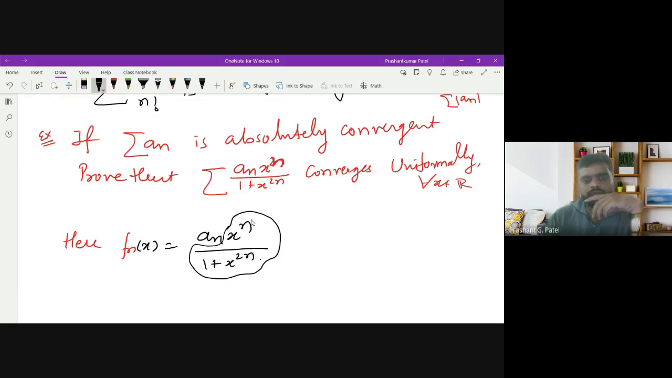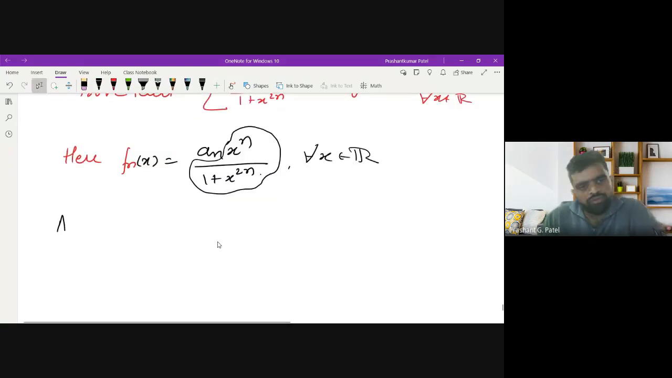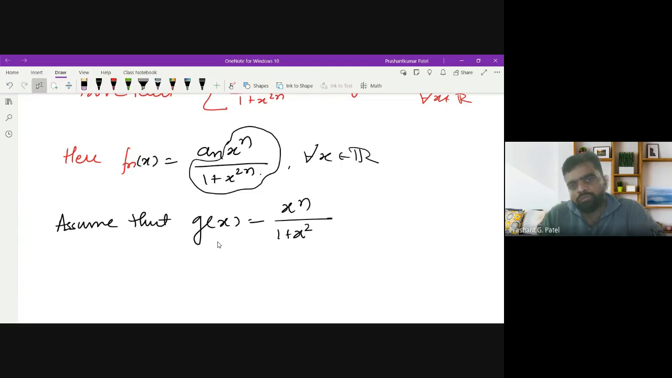This is the idea. So if I can find the maximum or supremum value of x power n upon 1 plus x power 2n for any x belongs to R, we can get the maximum value. If this function is bounded, then we are through. So for that, I may assume that g of x is x power n upon 1 plus x power 2n for any x belongs to R. Ultimately, I want to find the supremum value of this function g of x. And we know how to calculate the supremum.